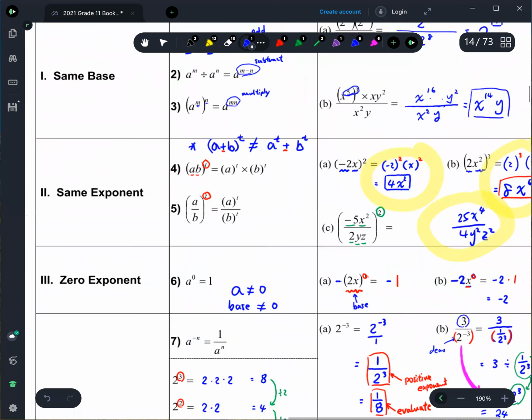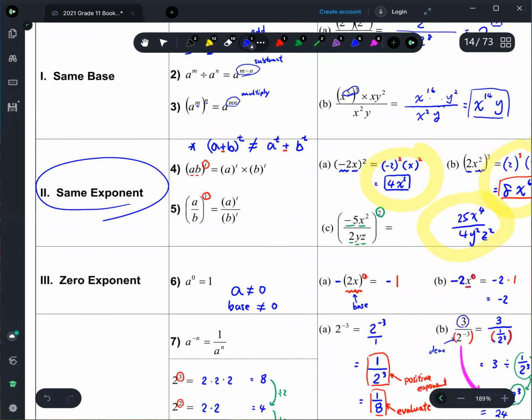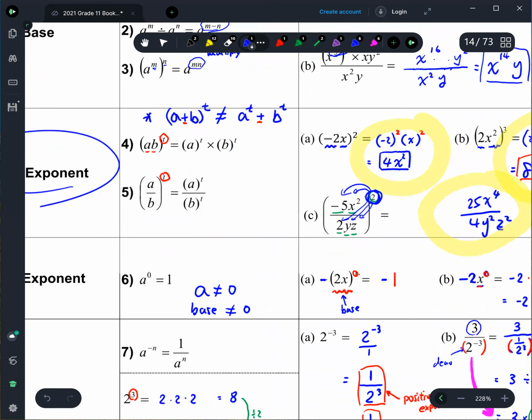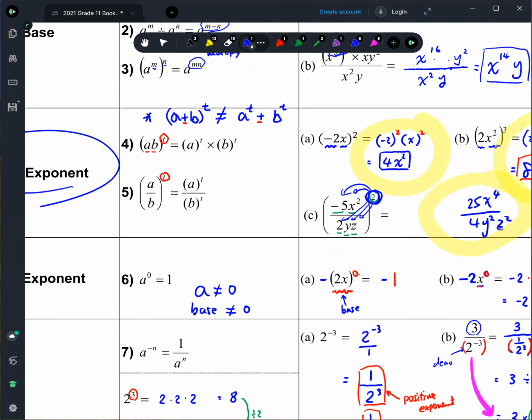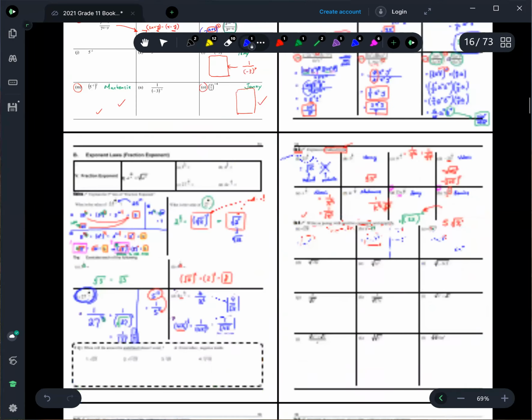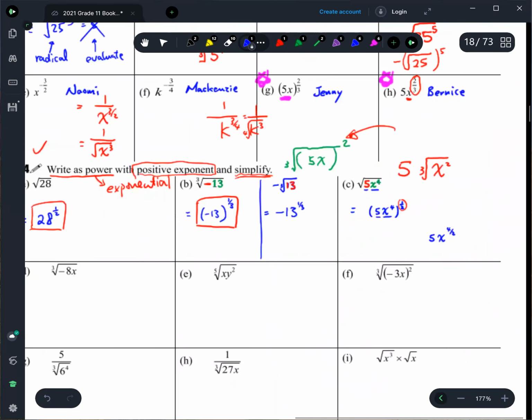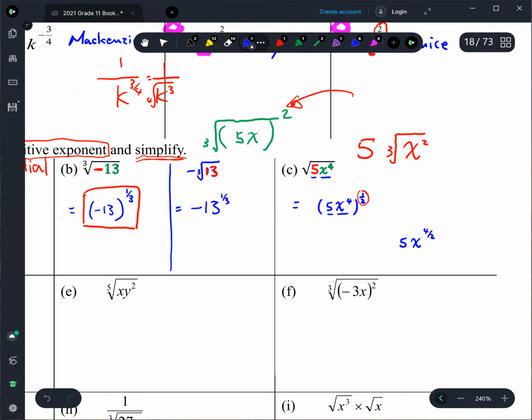This one, part 2. Remember you have a square on the outside, right? Square on the outside, it can go in, share with whatever stuff that's inside. If you have 5 things, you have to share the exponent with 5 things. So same with this one, okay? You cannot stop there, otherwise you don't get the full mark.